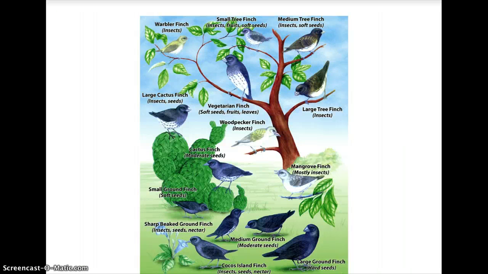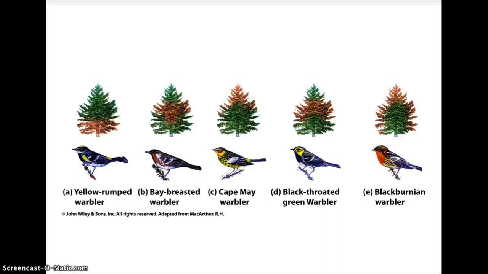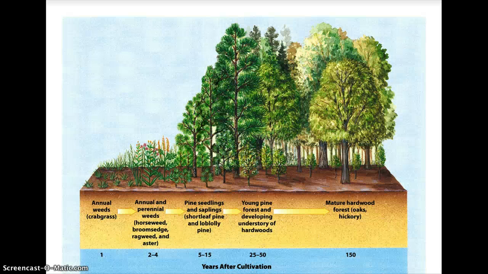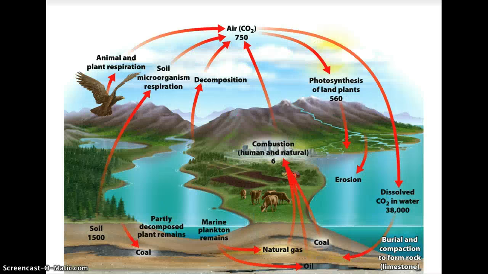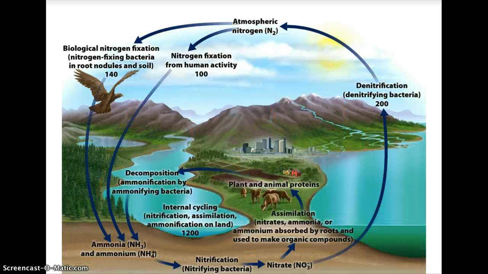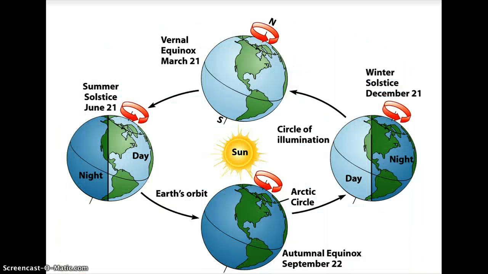Same type of thing. This is an image of Darwin's finches. This shows limiting factors and how they affect populations. This shows evolutionary characteristics of where different birds live on trees related to their adaptations. This shows succession, secondary succession. This is showing how energy and other nutrients are cycled. Which cycle is this? This is the carbon cycle, nitrogen cycle, phosphorus cycle, sulfur cycle, and this looks like the water cycle.